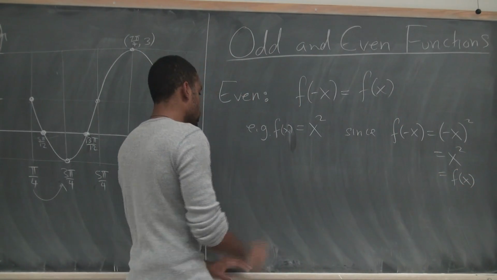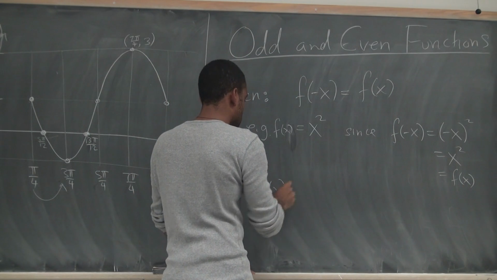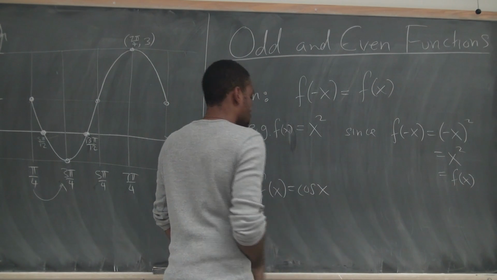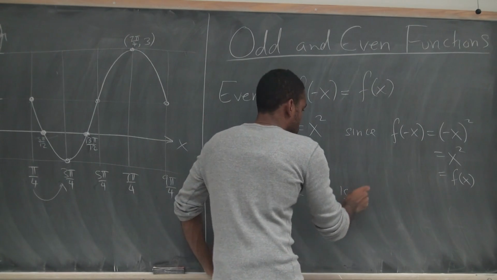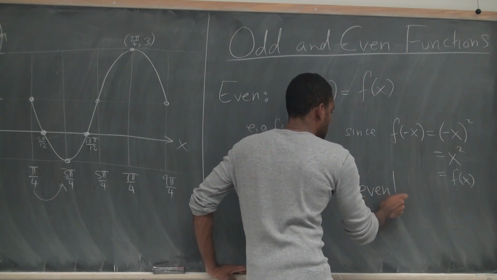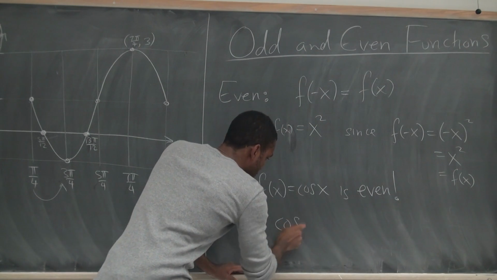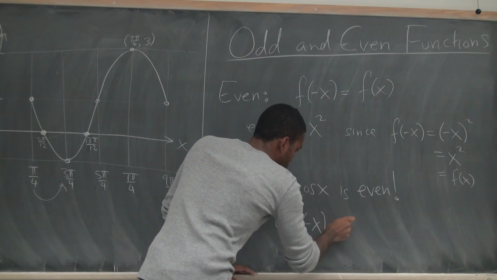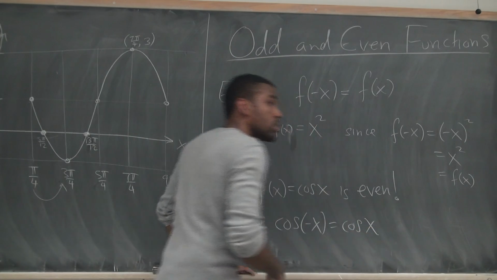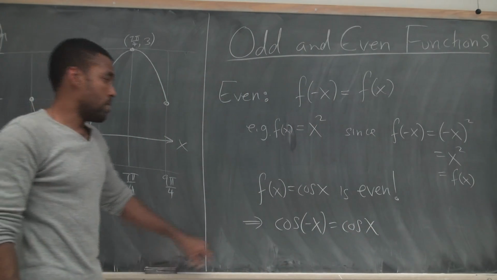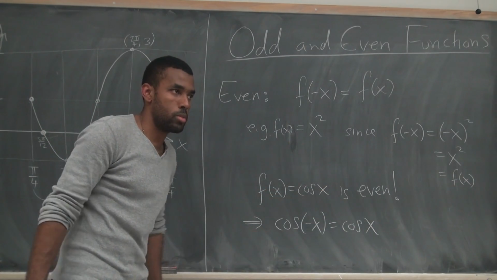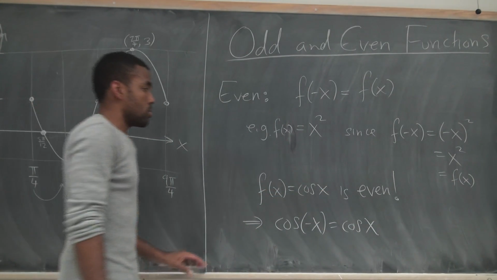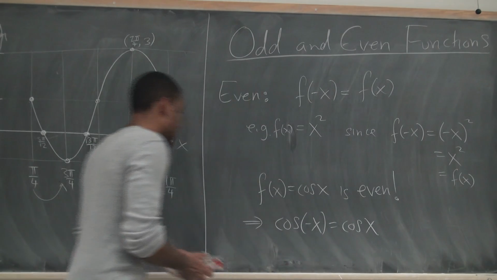It turns out that cosine is also an even function. f of x equals cosine x is also even, right? So this means cosine of minus x is just equal to cosine of x. So if you have a cosine and there's a negative in the angle, you can essentially ignore it and it wouldn't really make a difference. Right? And how do we know?